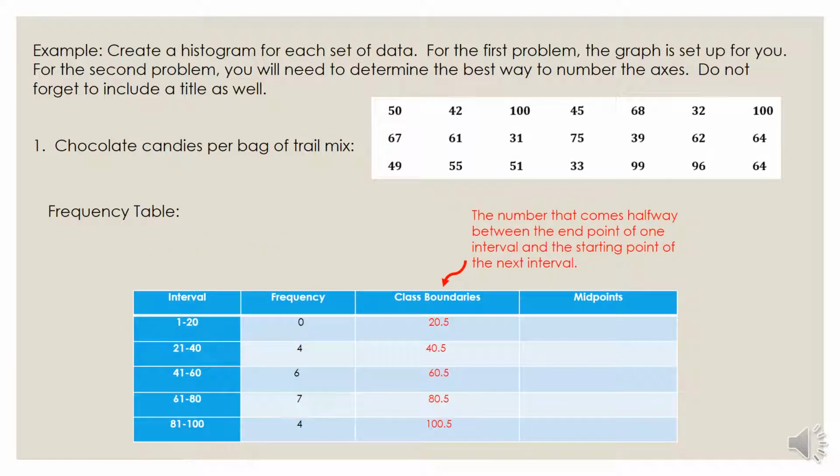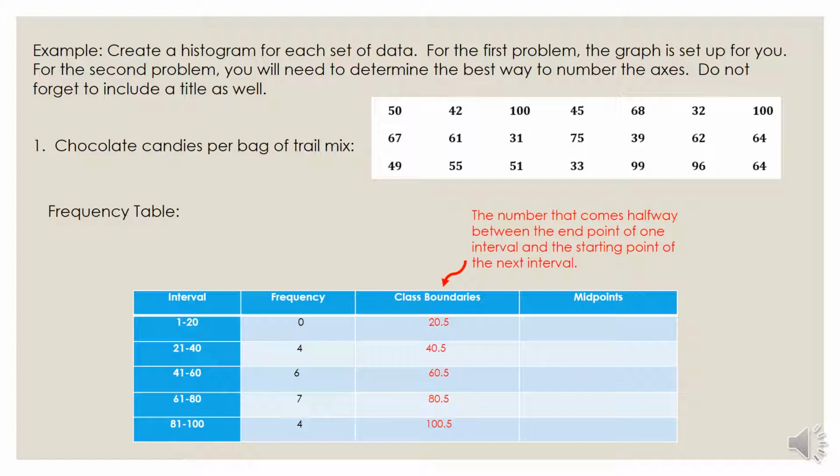All right, so here I've given you a little hint. It says that the class boundary is the number that comes halfway between the end point of one interval and the starting point of the next interval. So the first one you see, the midpoint between 20 and 21 would be 20 and a half, or 20.5. The halfway point between 40 and 41 would be 40.5, and so on.